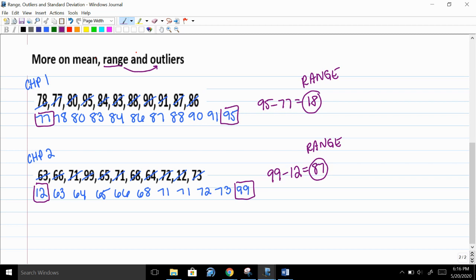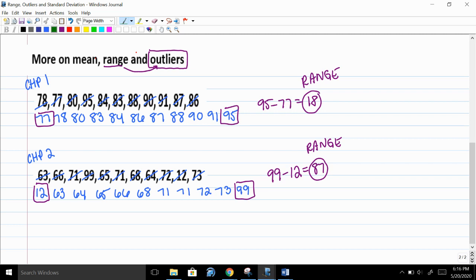You can see the big difference in the range. 18, as far as grades are concerned, is not a very big range. Everybody was kind of packed in tight. Whereas on the bottom, we had a big range all the way from 99 to 12, which gave us an 87. But that range for the chapter 2 set doesn't really tell the true story, and this is where we get into outliers and how outliers affect the data. I already explained what an outlier is: a piece of data that's kind of like the one that doesn't belong.